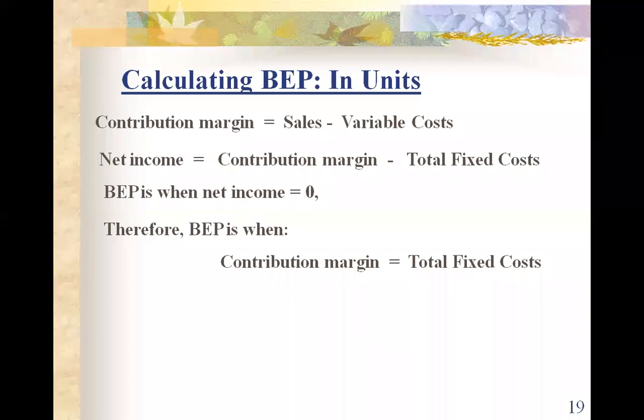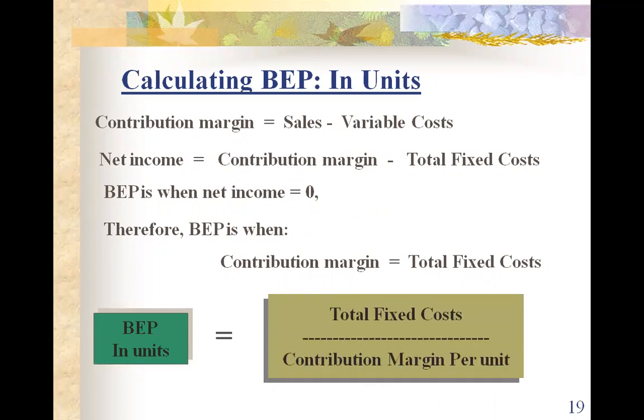জি স্যার। এটা আমরা অলরেডি দেখাইছি। So BEP in unit or break even point in unit, the formula is total fixed cost divided by contribution margin per unit. Okay, total fixed cost divided by contribution margin per unit, and that we call BEP in unit. Clear সবাই? Yes, sir.